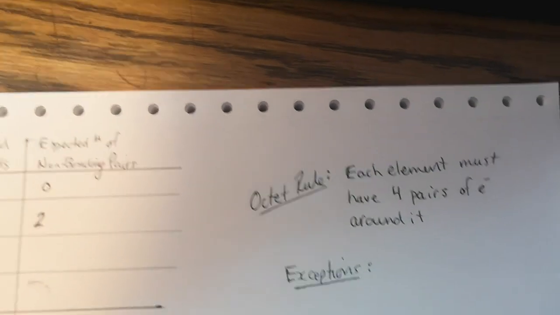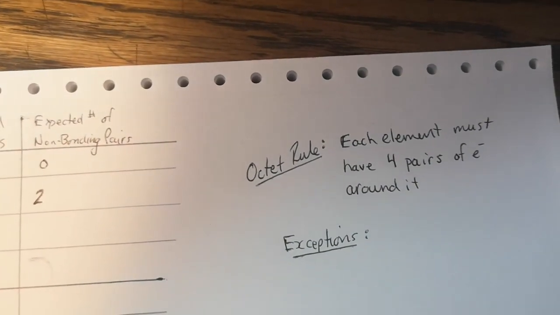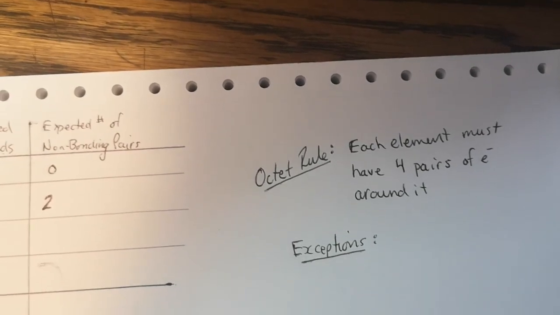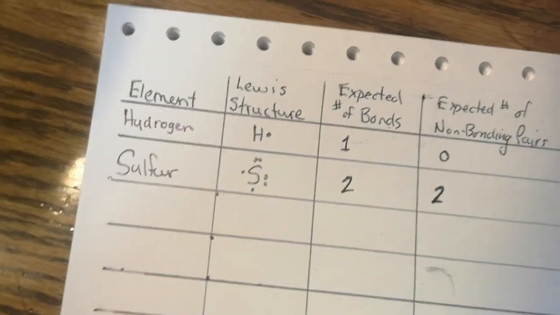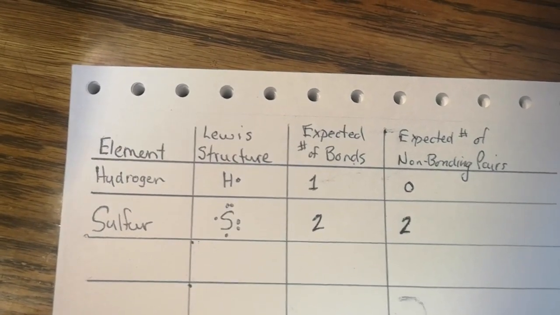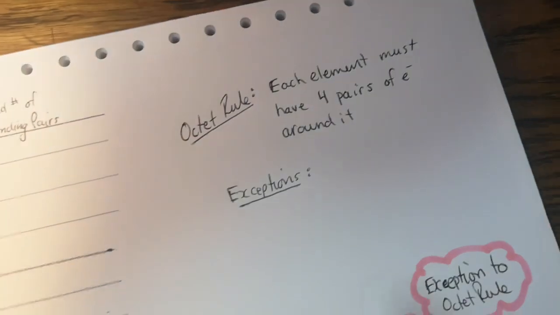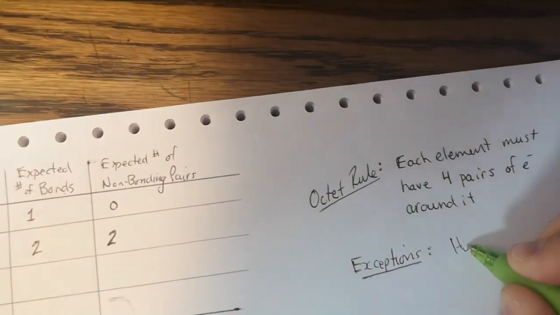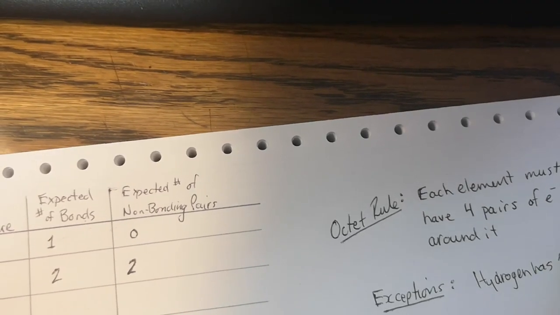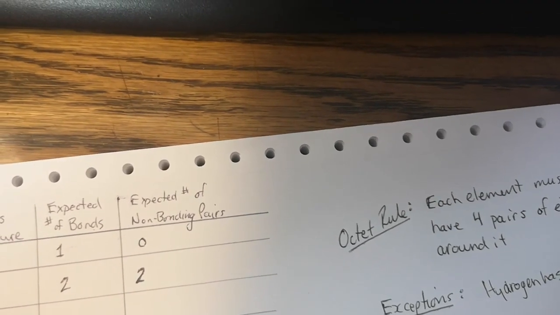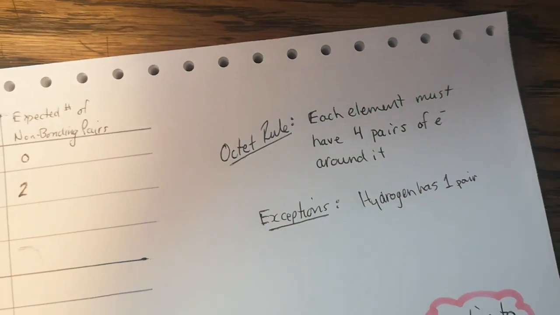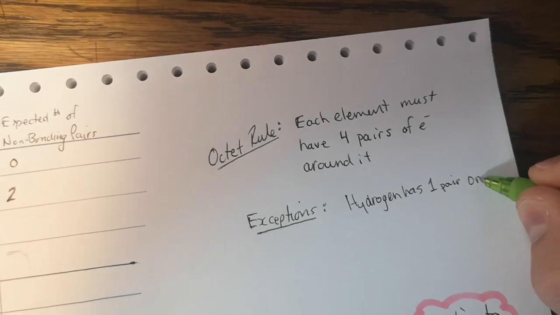It's worth noting that the octet rule describes that each element in our diagrams must have 4 pairs of electrons around it. There are a number of exceptions to this rule, namely hydrogen. Hydrogen, with only 1 electron and having that in the 1s energy level, only has one pair. Only.